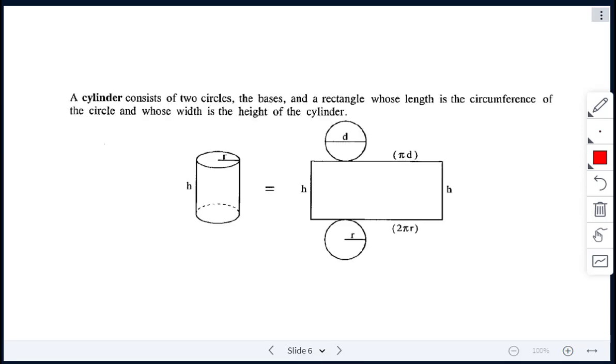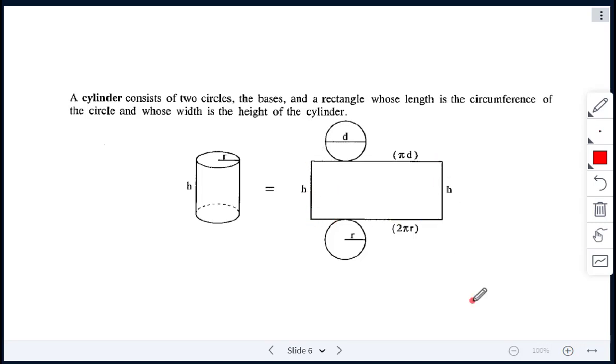So cylinders consist of two circles, top and bottom in this case, which are the bases. And this curved area here, that is a rectangle. So if we open that up, this is what it looks like. This is the net of a cylinder. So we have the two circular bases, and then we have the rectangle.